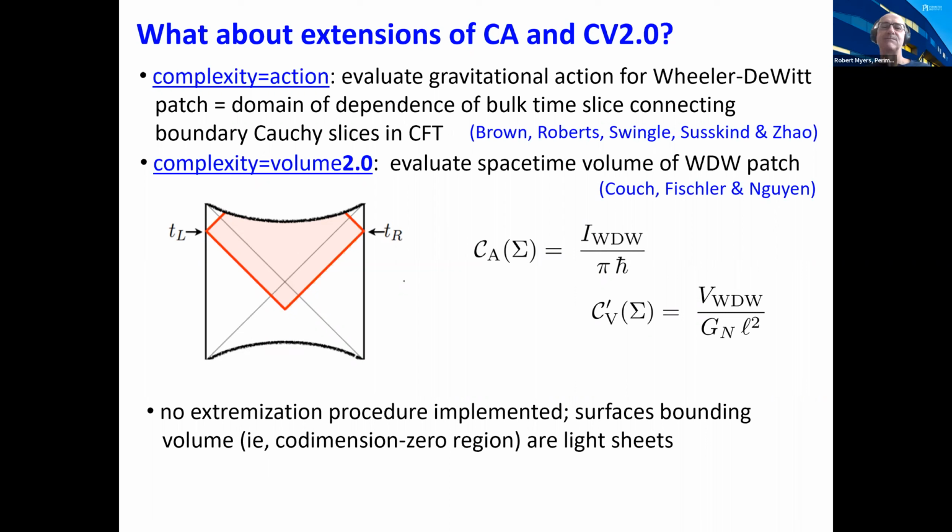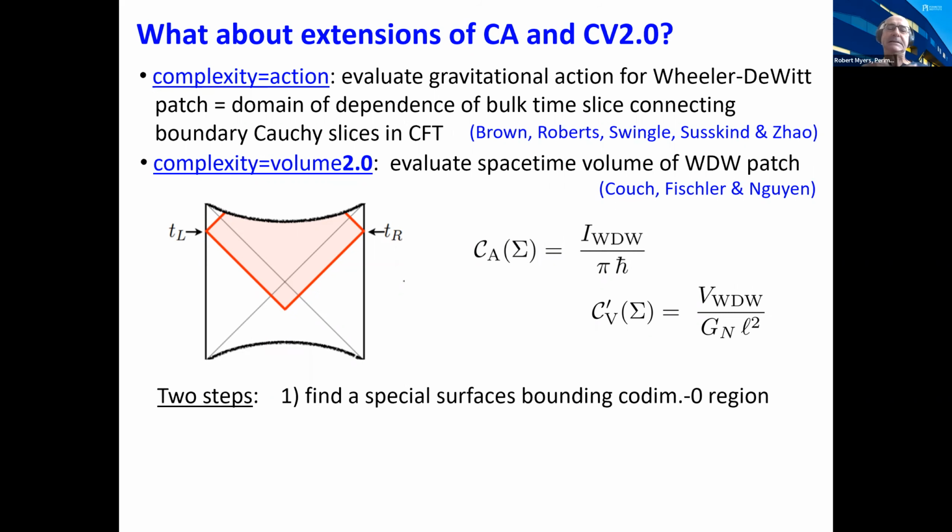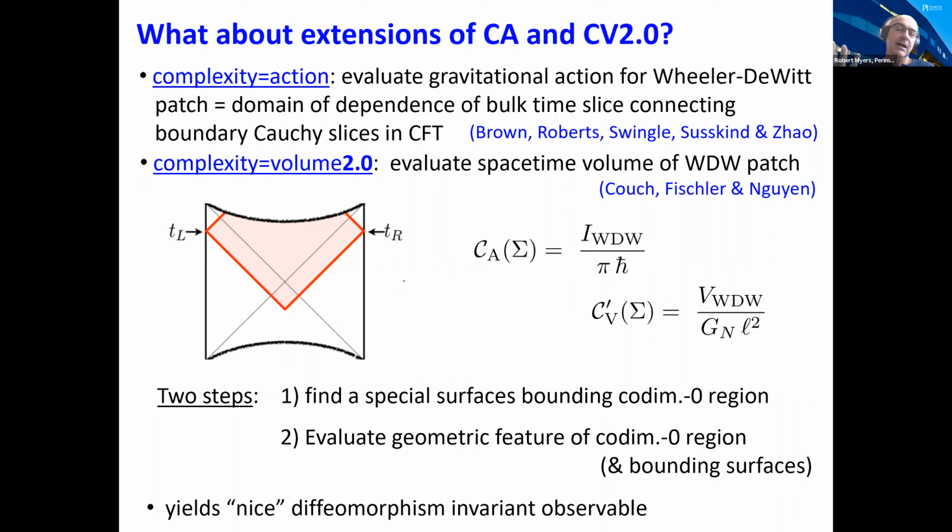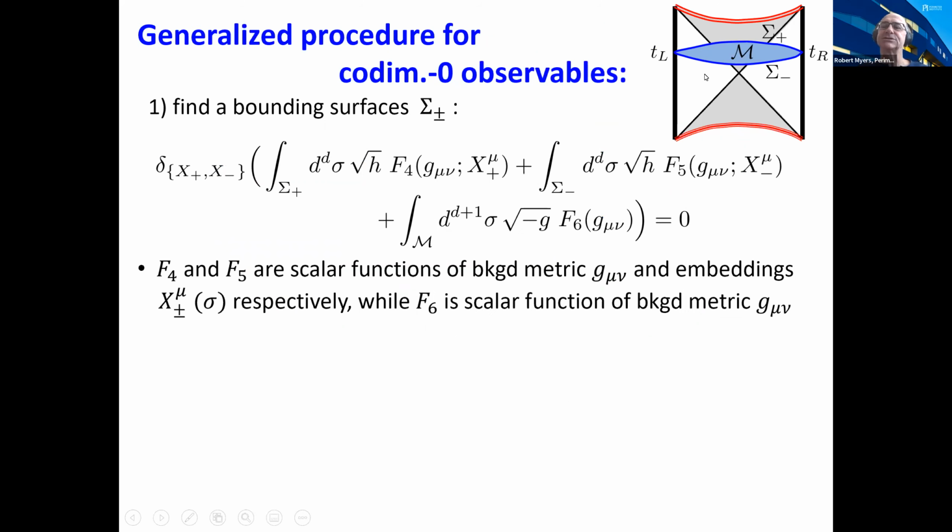But I'm going to claim that, in fact, you can couch these observables in a broader family where we are actually thinking about it in this two-step process. What we're going to do is define space-time regions with two boundaries, a top and a bottom. And then again, we're going to evaluate some geometric feature of our codimension-zero region, our space-time region. This is a way to come up with interesting diffeomorphism invariant observables.